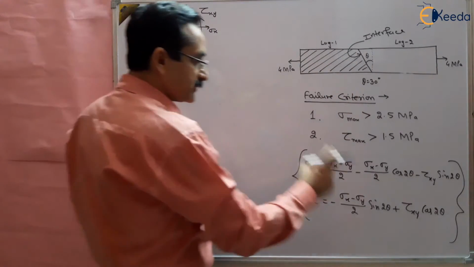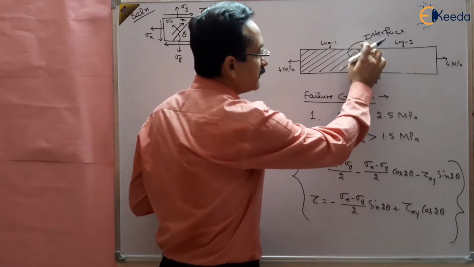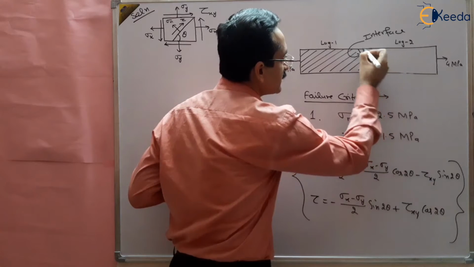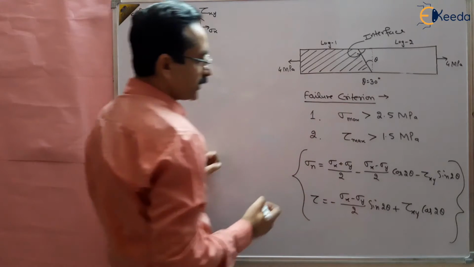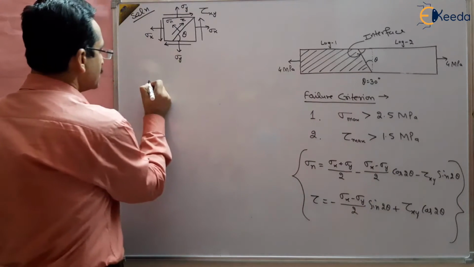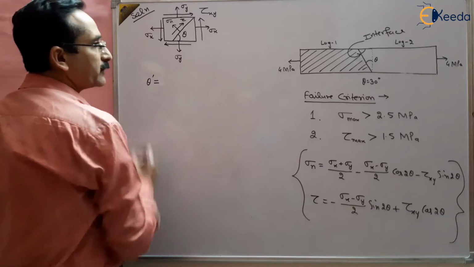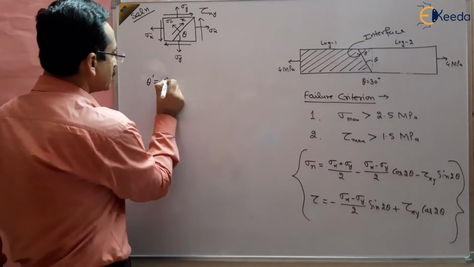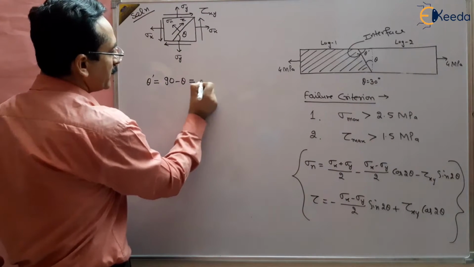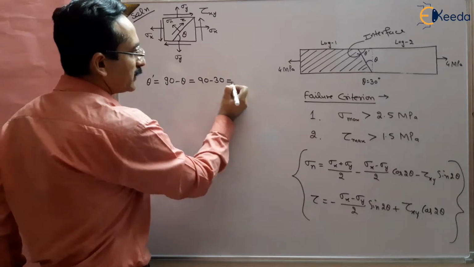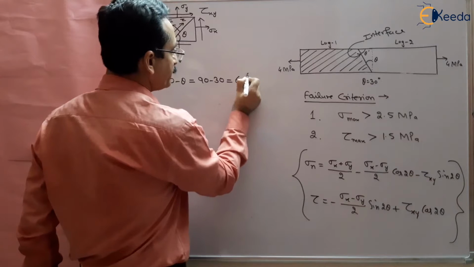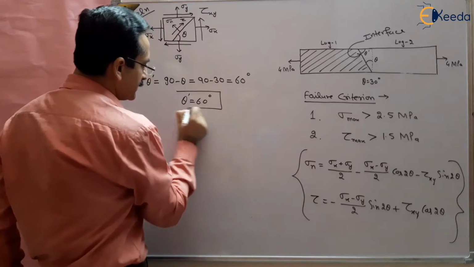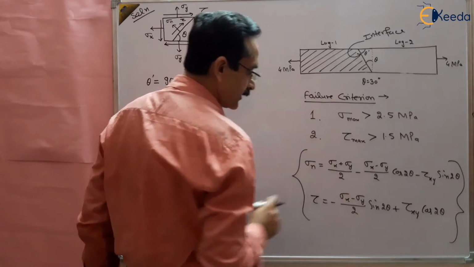While using this formula, you have to convert it into the angle with horizontal, right? So what is the angle with horizontal? Actually we are looking for this angle. The angle to be used in this formula will be, say, theta dash, which is equal to 90 minus theta. This is 90 minus 30, which is given in the question, so that will be 60 degrees. So we will be using our angle to be 60 degrees in this formula.